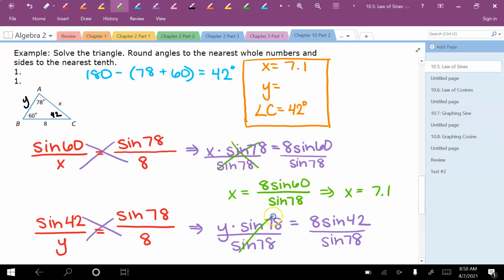Okay, so just like we did for x, for y, I have to take 8 times the sine of 42. So I would do that first, and then divide by the sine of 78. So really everything about this problem is the same, except instead of sine of 60, I have sine of 42, because I'm looking at a different angle now. Okay? So when I round this one, I get 5.5 for my y value.